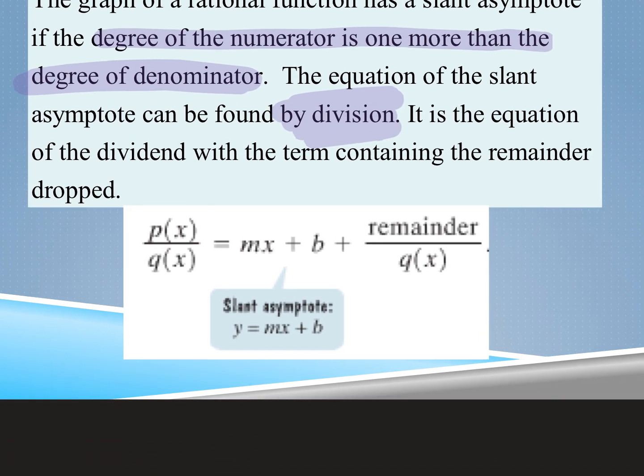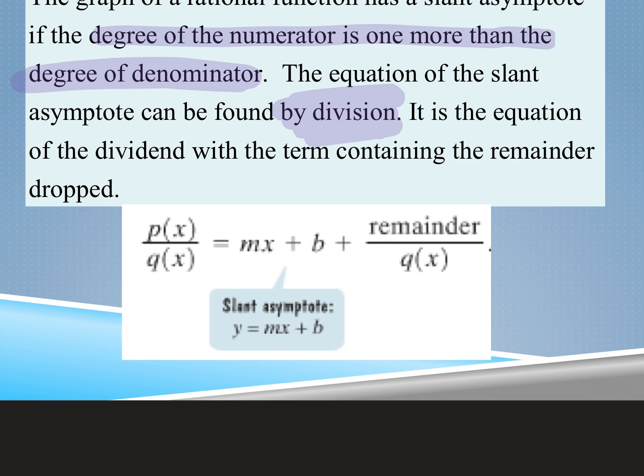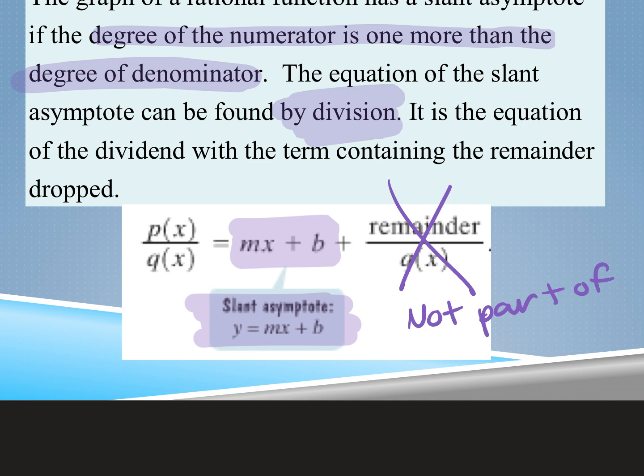So when we divide, we're going to be left with an x plus a constant. That is going to be our slant asymptote. The remainder is not a part of it. So the remainder is not in the slant asymptote. So it's just the whole number part. So it'll be a little equation that's in the form of y equals mx plus b, or it'll give us the mx plus b part, and we just put the y equals. We can find that by division.